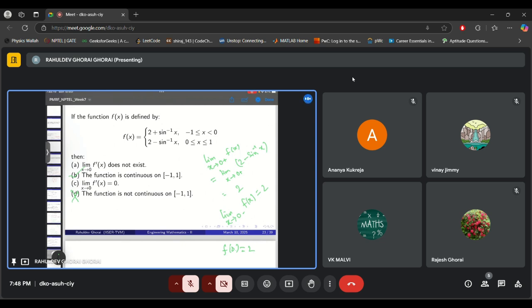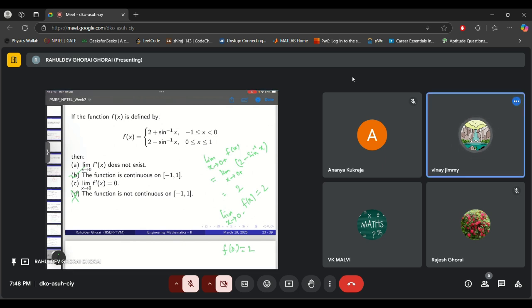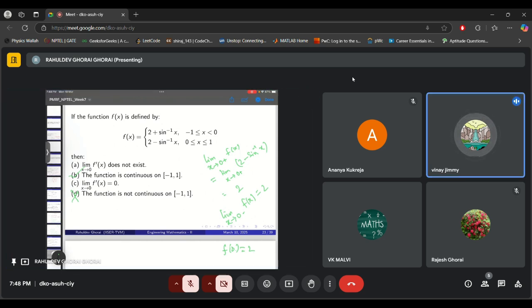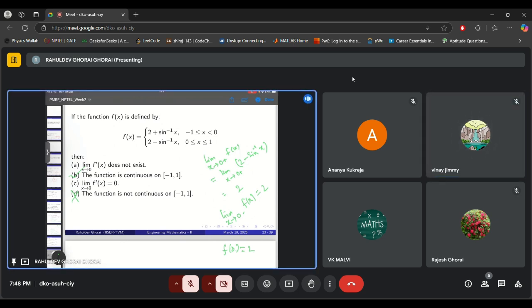But what about f prime x when x tends to 0? Check RHD and LHD. What is RHD? Right hand differentiability and left hand differentiability. That's what you have to do, right? First of all, whether the left and right limits are equal or not. How do you do that anyway?